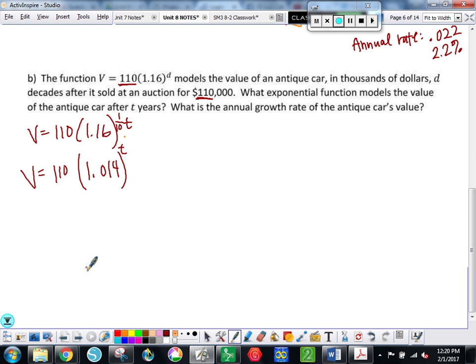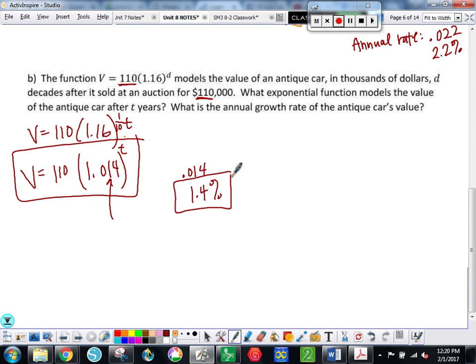So that's the equation for the annual rate. This is the first question: what equation models the annual rate? What is the annual growth rate of the antique car? The growth rate comes from here, 0.014, so it's a 1.4% growth.